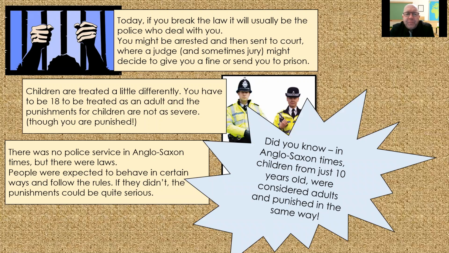But here's one for you. In Anglo-Saxon times, as soon as you reached 10 years old, you were considered an adult and you could be punished in exactly the same way. And I think when you hear about what some of the punishments can be, you'll be regretting committing your crime. So as Year 5, I know some of you are getting very close to 10 years old, you would be considered an adult in Anglo-Saxon times.